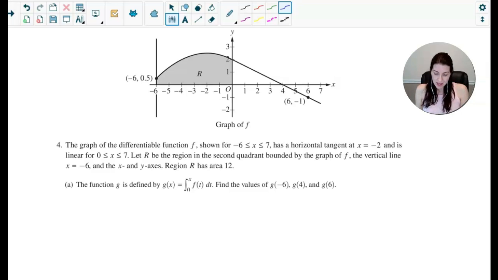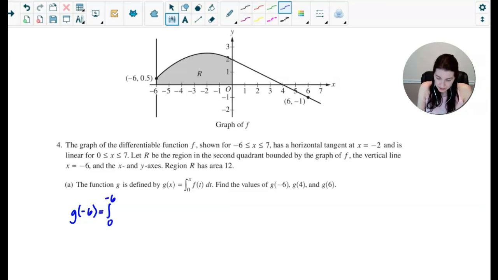So part A gives us a function g of x defined as the integral from 0 to x of f of t dt, and we are asked to find the value of 3 g of x values. So for the first one, let's find g of -6. To do that, we would plug in an x value of -6. So that'd be the integral from 0 to -6 of f of t dt.